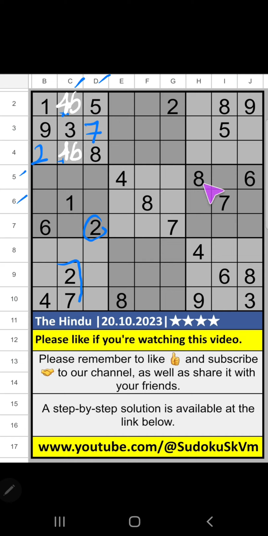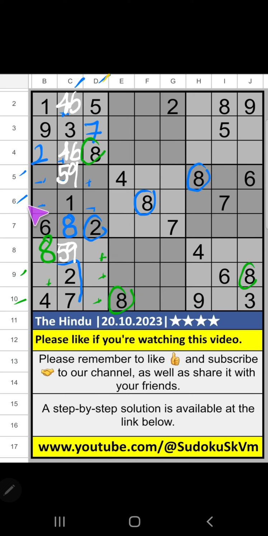Fifth row and sixth row, we have 8. So 8 can't come in these cells. Then 8 is confirmed here. Then column C, 2 numbers are remaining, 5 and 9. It will come in one of these cells. We confirm later. Column D, 9th row and 10th row, we have 8. So it can't come in these cells. Then 8 is confirmed here.